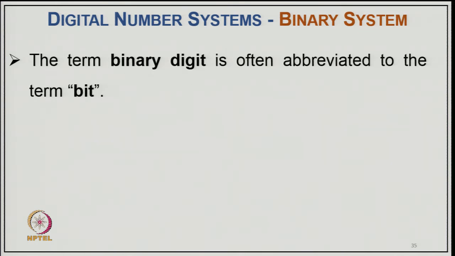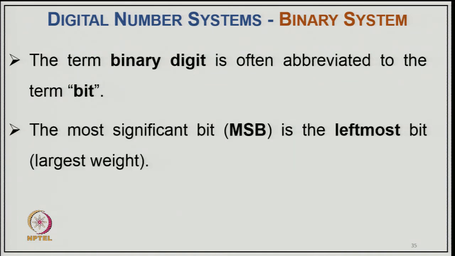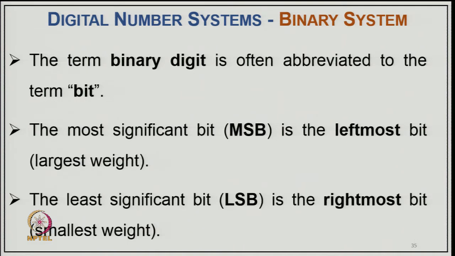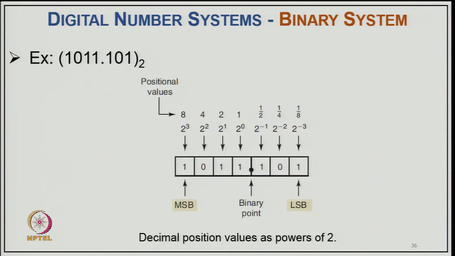The term binary digit is often abbreviated to bit. The most significant bit, MSB, is the leftmost bit, called the largest bit, and the least significant bit, LSB, is the rightmost bit, called the smallest bit. The example here is 1011.10 at the base of 2. So, we can see how the positional values are there.